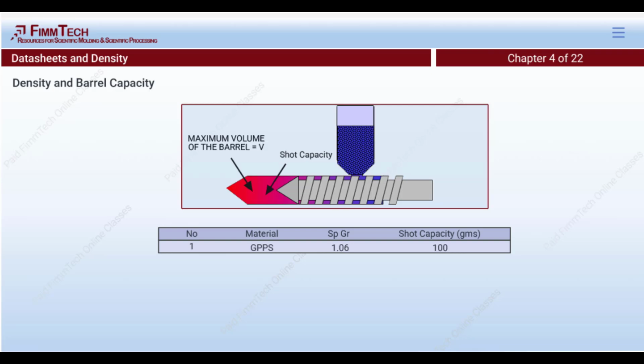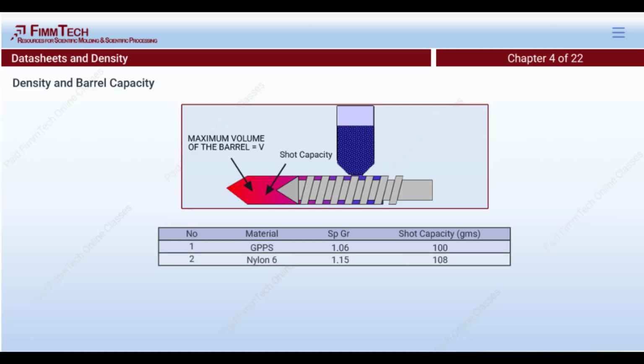Let us look at this a little further. If the published value of the shot size is 100 grams, that means the maximum amount of polystyrene this barrel can hold is 100 grams. Polystyrene has a density of 1.06.